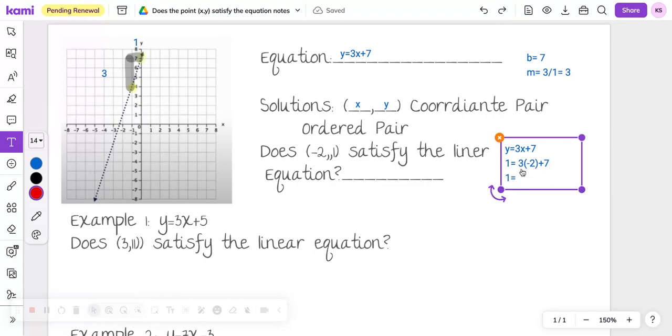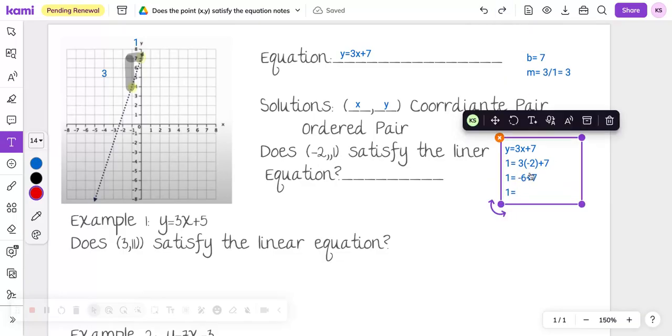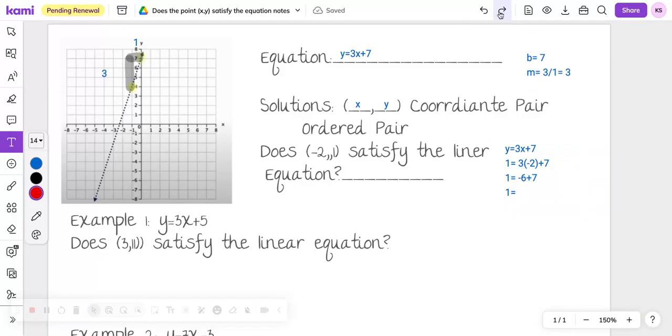Now we're going to do our multiplication. So we're going to multiply 3 times -2, and that gets us -6, and we still have the plus 7. So if we take 7 and we take away 6 from it, we get 1. 1 equals 1. That works. 1 does equal 1. Okay? So we can say, yes, it satisfies the equation.